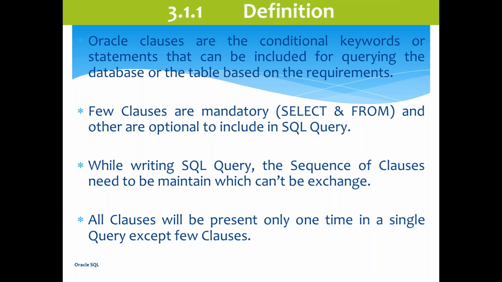Suppose select should be in the first position, but we write select in some other position, like the third position. It will not work. It will throw an error. So we have to maintain in our query what goes in which position. Here we cannot call it code, as we do with Java, C, C++. We call it a query, an SQL query. All clauses will be present only one time in a single query, except a few clauses. Every clause, select, from, and the rest, is used only one time in a single query, not two or three times.